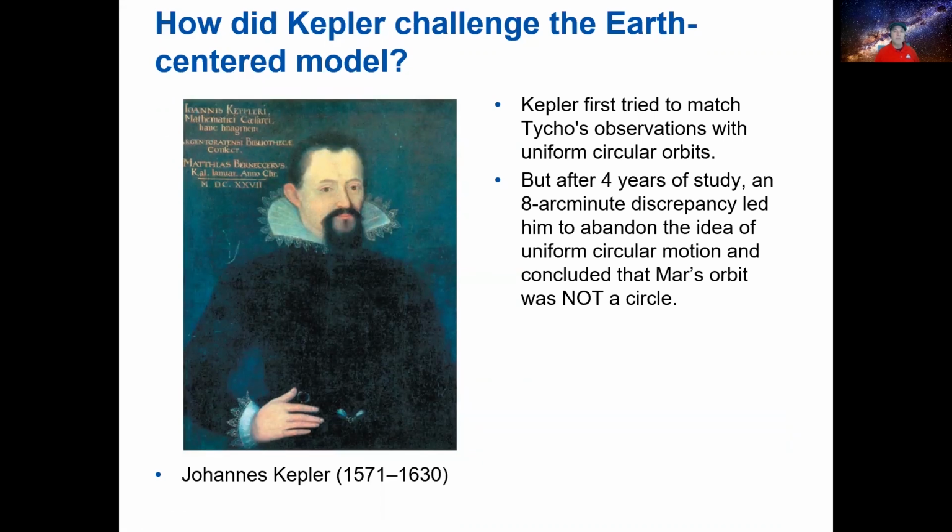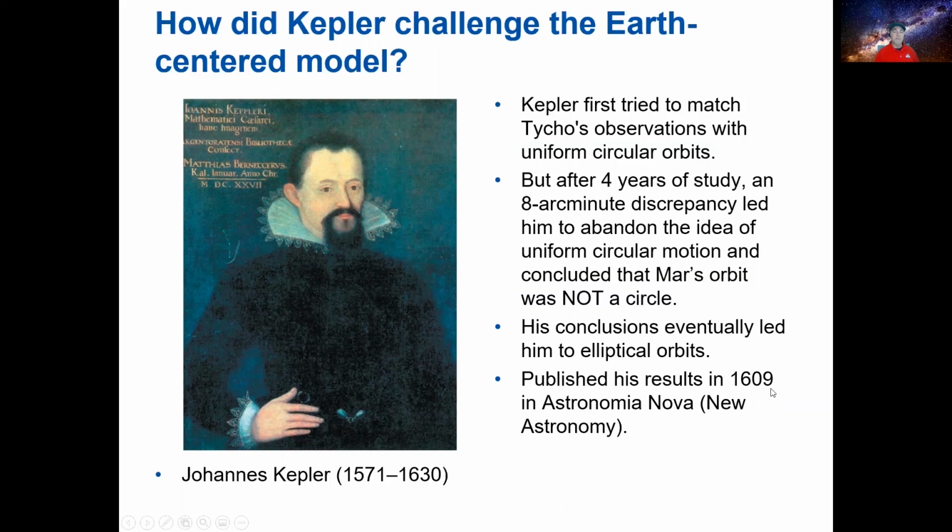He tried to use uniform circular orbits, but discrepancies led him to eventually abandon this idea and conclude that Mars' orbit is not a perfect circle. He used ellipses to explain planetary motions and published his first two laws in 1609.